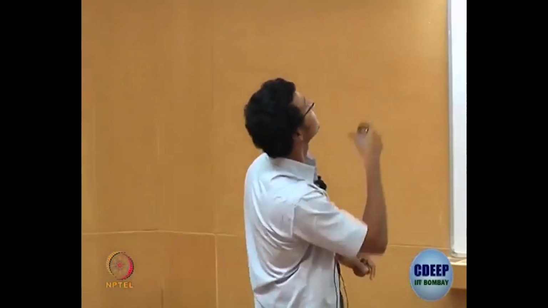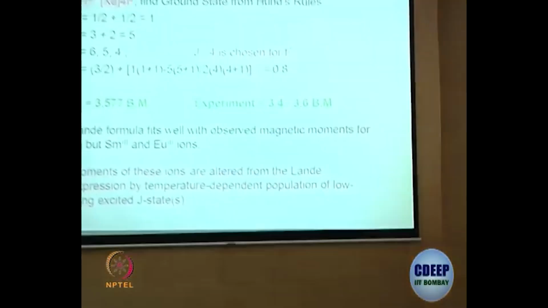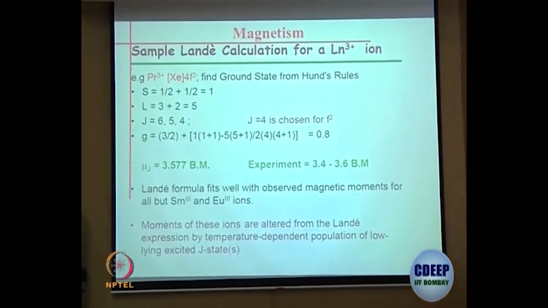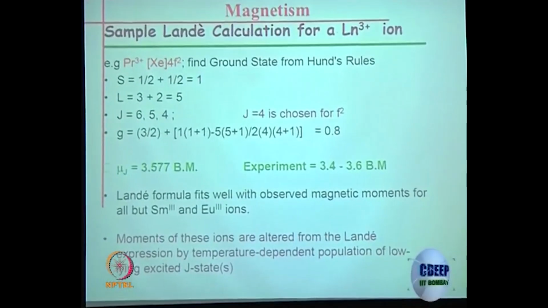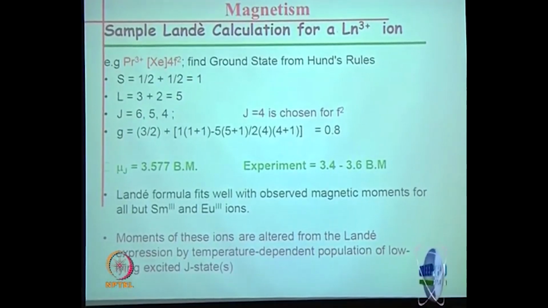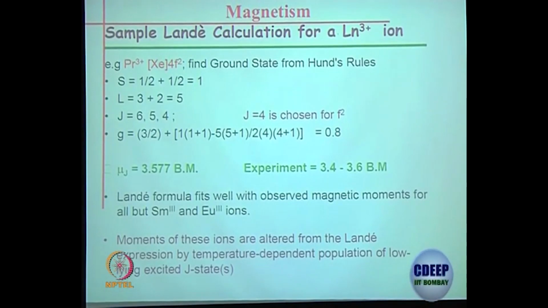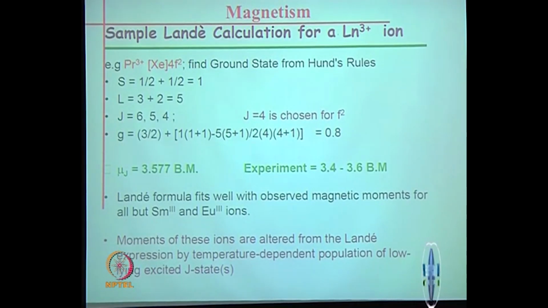I will show you one over here with praseodymium 3 plus. Sorry, L plus S? We calculated L minus S. Yes, because it is less than half-filled, less than f7. Okay, now let's look at this. Whoever knows, can you please calculate by yourself? Praseodymium 3 plus, I am saying that the electronic configuration is 4f2, f2, okay?